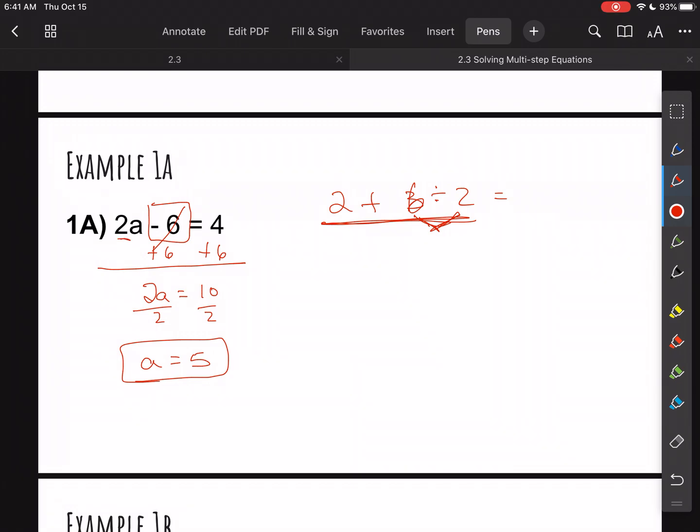Okay, so notice that 2a, to get rid of that 2 that's attached to the a, we actually end up doing that later. So don't get confused by your order of operations here. Just remember that when you're solving something in algebra and there's a variable involved, we're trying to isolate that variable.